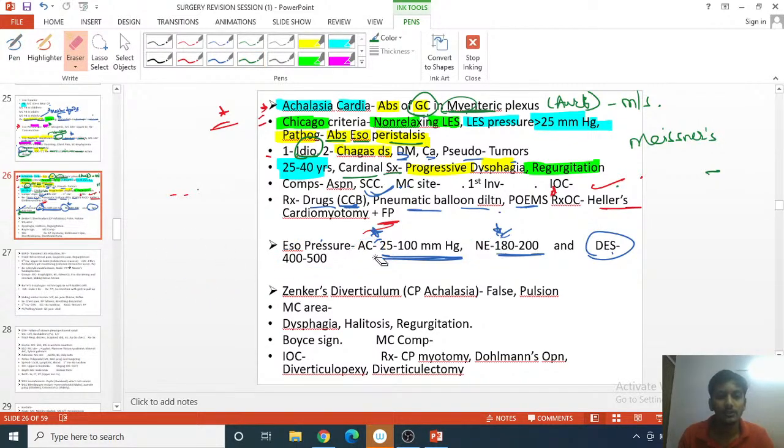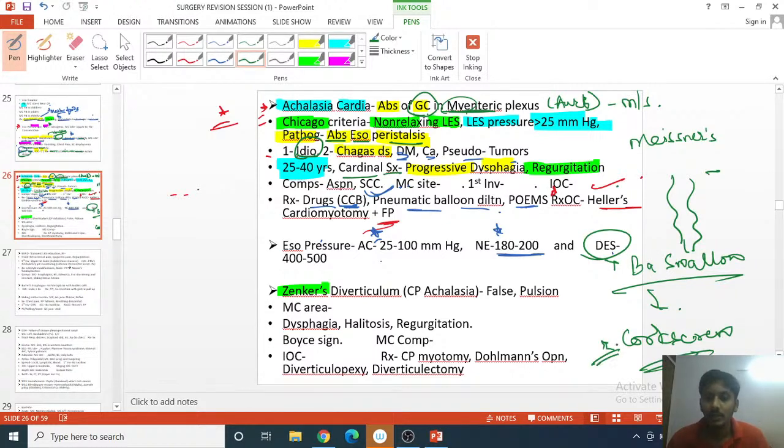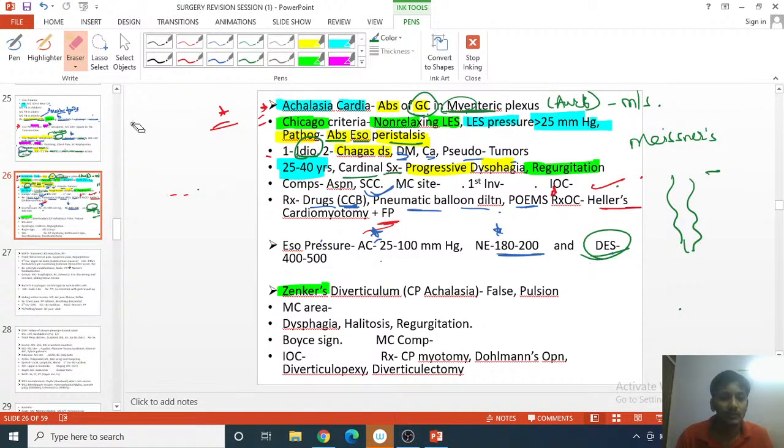Please remember. Moving further to Zenker's diverticulum, already discussed many times. But before Zenker, remember one important point about DES. In diffuse esophageal spasm, if you perform a barium swallow, the appearance of the esophagus is, anybody? Yes, it is corkscrew appearance. So it will have that kind of appearance. Please remember, corkscrew appearance of the esophagus is seen in diffuse esophageal spasm. Then moving further, Zenker's diverticulum.